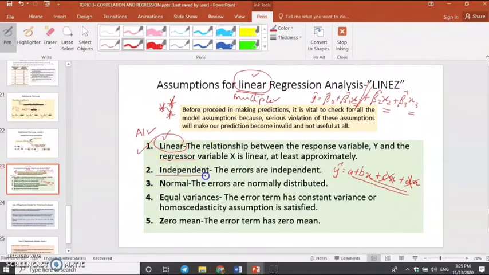So for this independent, the errors are independent. That means, like what I said earlier, we have dependent and independent variables, right? So the independent variable represents our x. Let's say you perform a multiple linear regression. That's why I explain based on multiple linear regression for you to understand the assumption. So based on the independent variables, if let's say you have x1, x2, x3, so between x1, x2 and x3 they must be independent of each other.